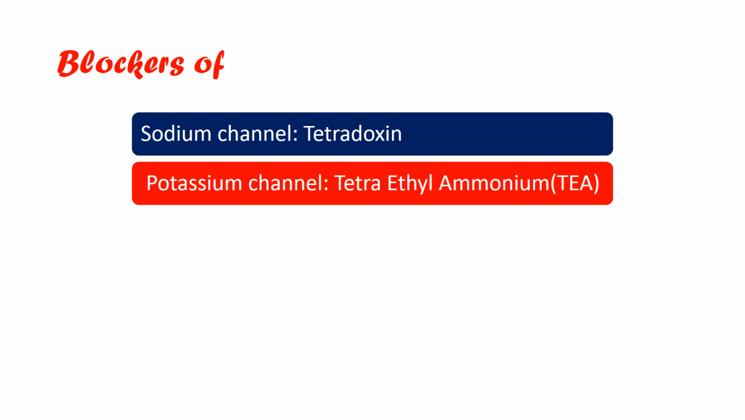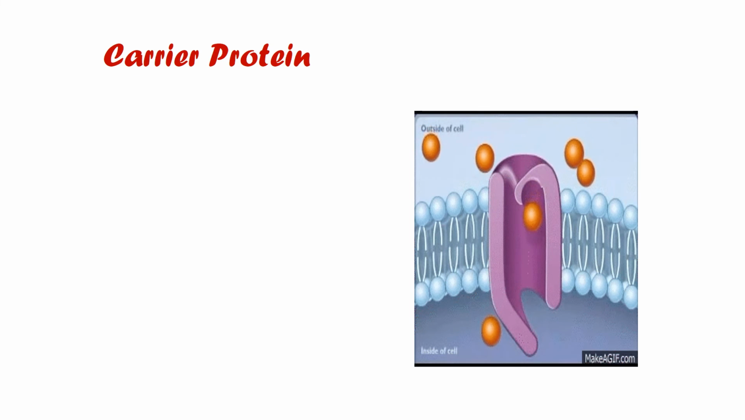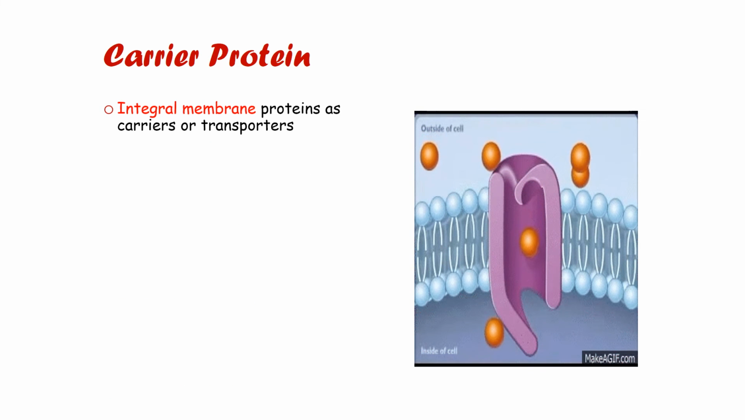Now the blocker for the sodium channel is tetrodotoxin, and the potassium channel can be blocked by TEA, or tetraethyl ammonium. We have already studied the ions. The carrier protein, in a similar way, is an integral type of protein that provides a tubular channel or a passage for the transportation of the substance.